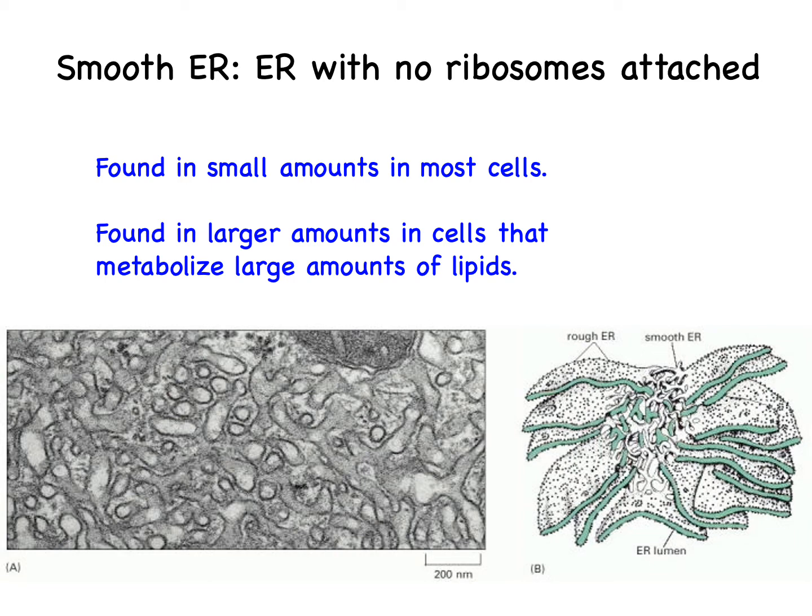Now, cells also have what's called smooth ER, and that's endoplasmic reticulum that doesn't have any ribosomes attached to it. In most cells, there's not a lot of it, but in cells where there's a lot of lipid metabolism going on, you find more of it. And this is the location where lipid synthesis occurs. But right now we're talking about the rough ER and the translocation of proteins across the ER membrane.